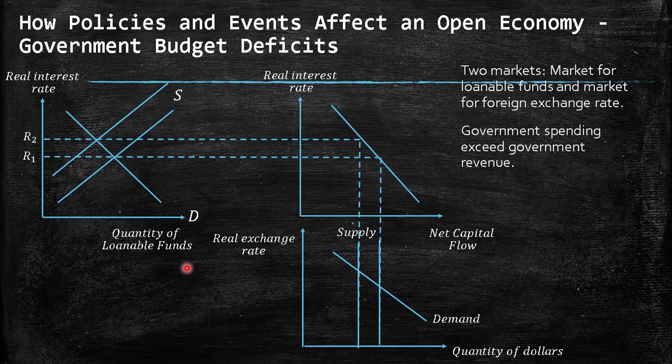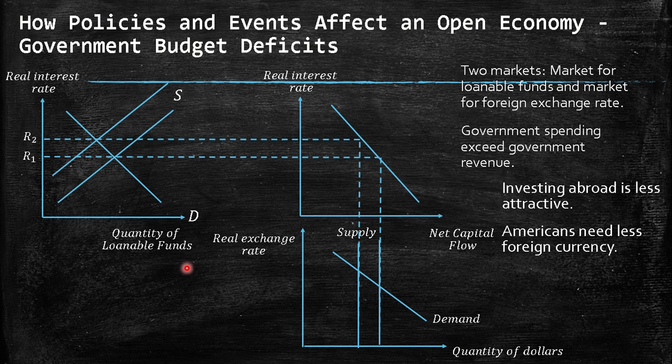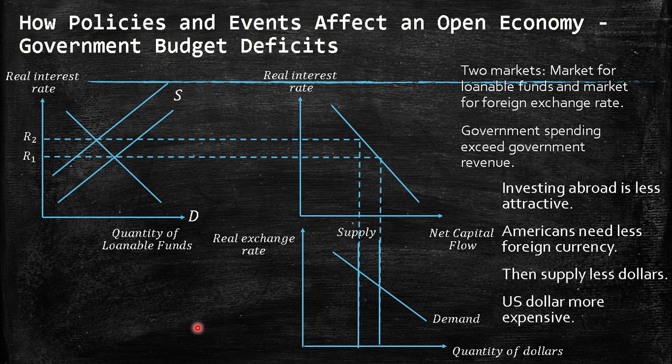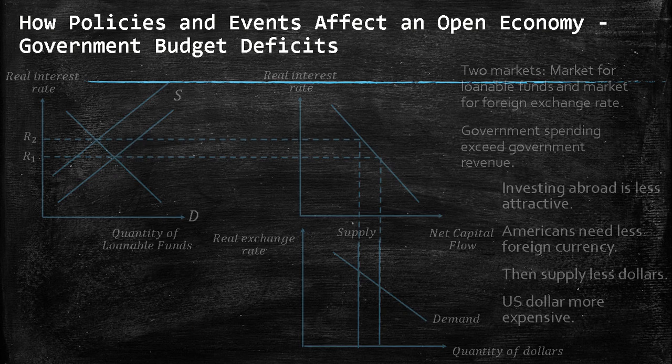Another thing that we have, as you know, is that investing abroad is less attractive because we have higher returns in our country. This should be a great part. And then Americans need less foreign currency. This should be another important situation for this part. We have here an increase or appreciation of the US dollar due to this demand, and then we supply fewer dollars for this move in the net capital flow. Because of that, we have more people demanding, so we have a more expensive US dollar.